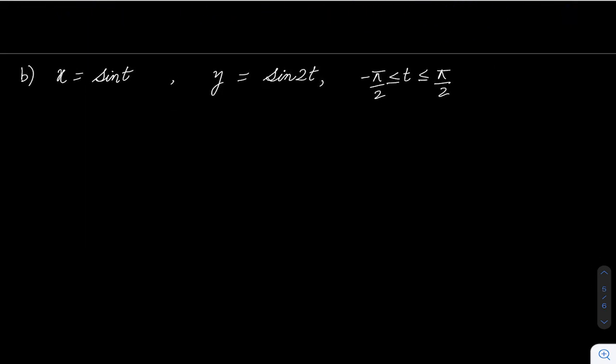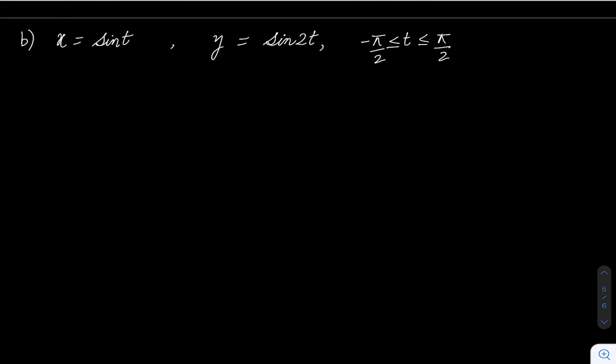Okay. Let's try the second part. Second part is x is sine t, y is sine of 2t, and t is from minus pi by 2 to pi by 2. Okay, so we have to find the Cartesian equation, then domain and range. So first you have to see, this is sine t, and what is y? Y is sine 2t. What is sine 2t? Sine 2t means 2 times sine t into cos t.